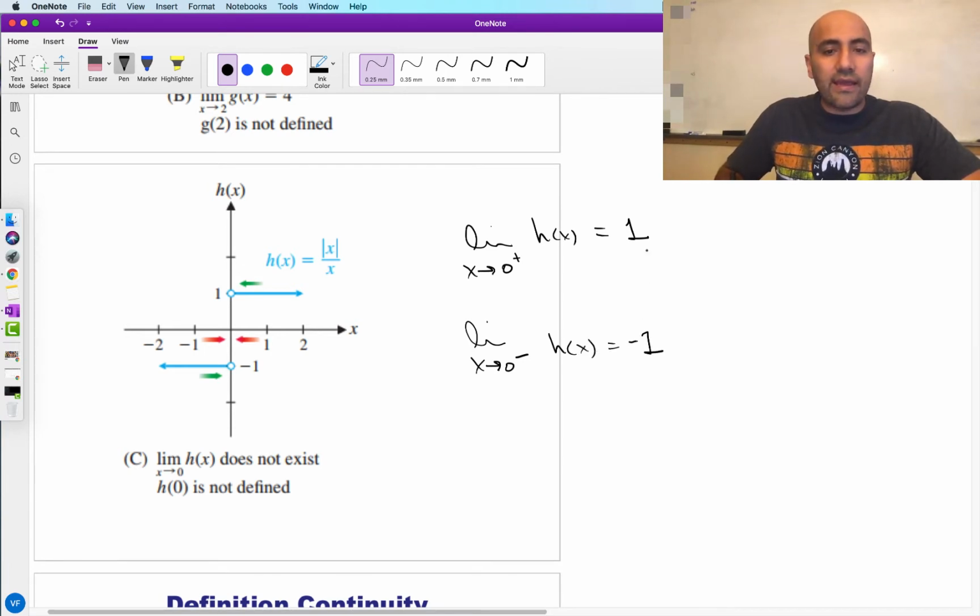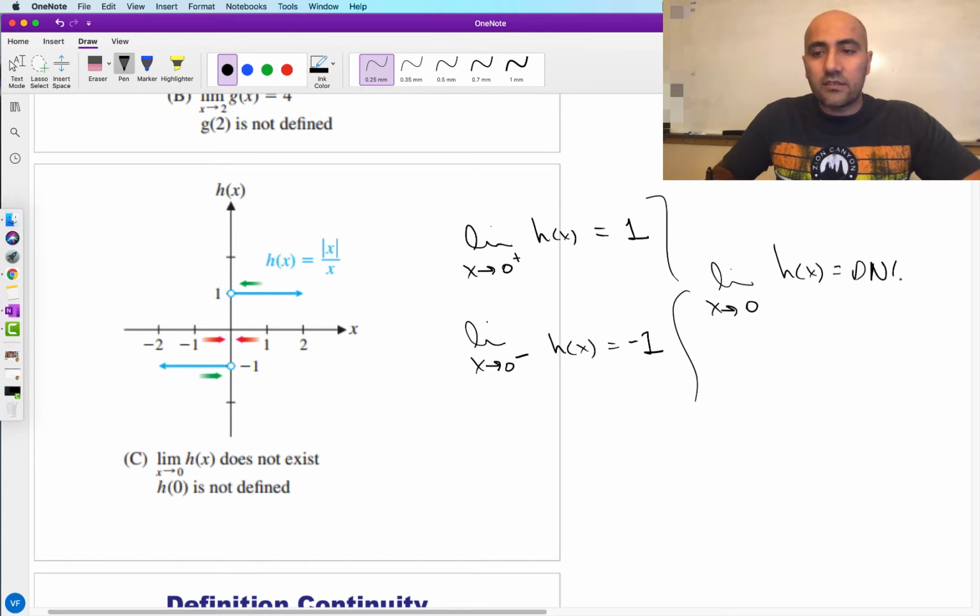But because they don't match, the left side limit exists, the right side limit exists, but they don't match. So together we wouldn't be able to combine them into the unrestricted limit. The limit as x approaches 0 with no restriction of h of x does not exist, right? Because they don't match. Okay, also note that h of 0 is undefined as well, right? There are little open holes in either direction.